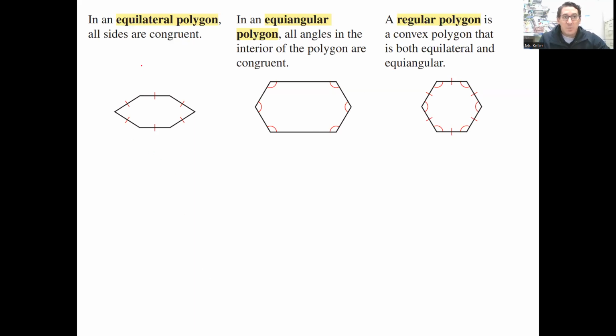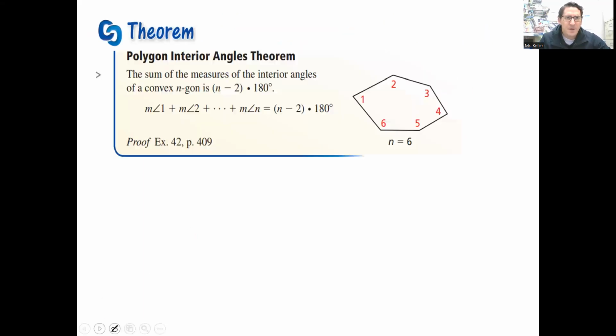We'll have equilateral polygons. Equilateral means all the sides are the same. Equiangular means all the angles are the same, right? And then a regular polygon means sides and angles are the same. So that should be a little review from IM1.